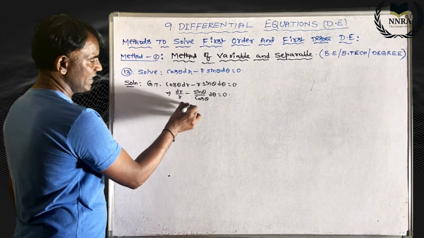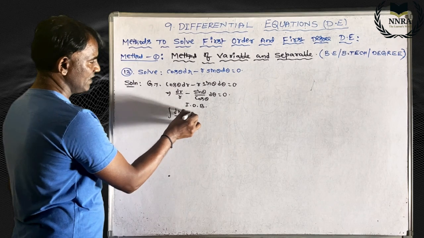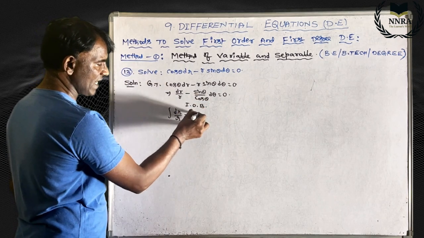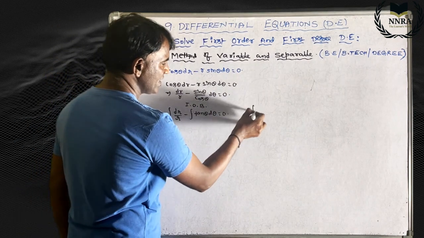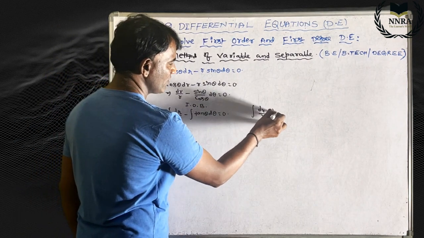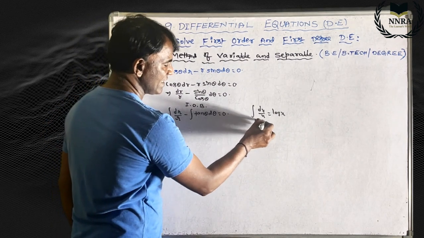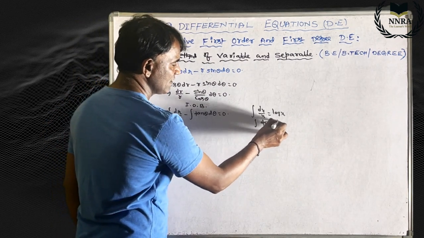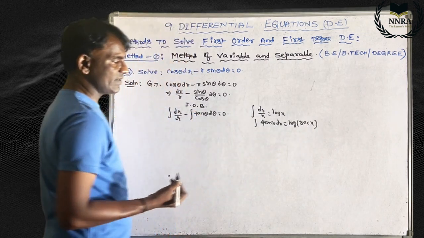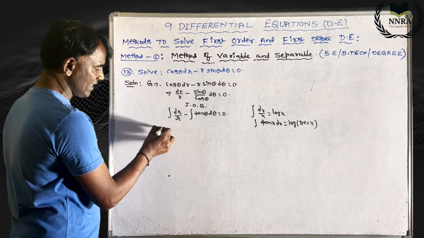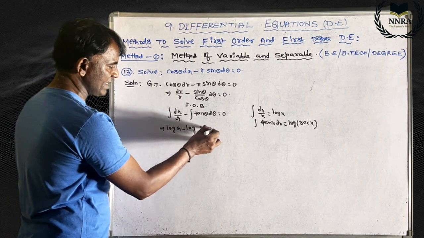Now integrating on both sides. So it is integral dr by r, minus integral of sin by cos, which is tan theta, d theta equal to 0. Now what is integral dx by x? log x, or log of mod of x. Okay. And integral tan x dx is log of secant x, or log of mod of secant x. Clear? Then how to write it? It is log r minus log of secant theta.